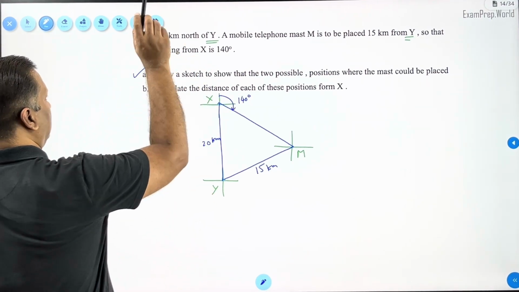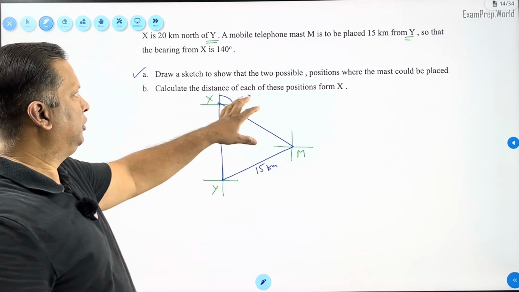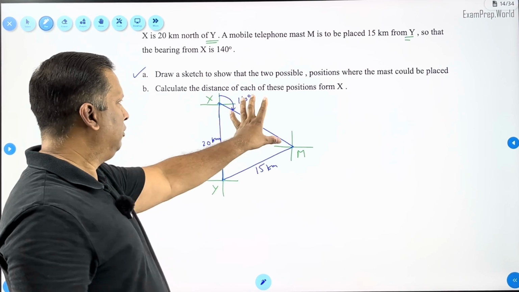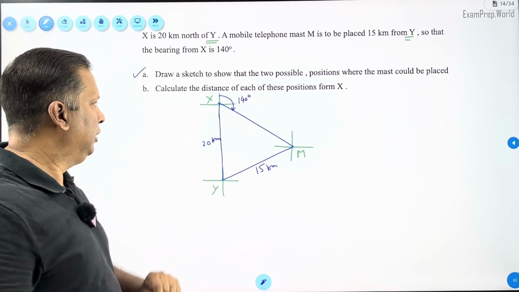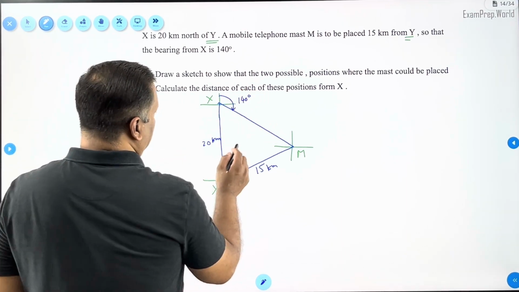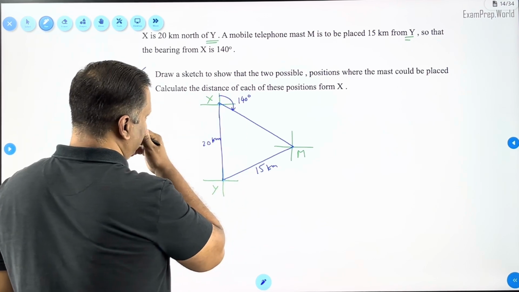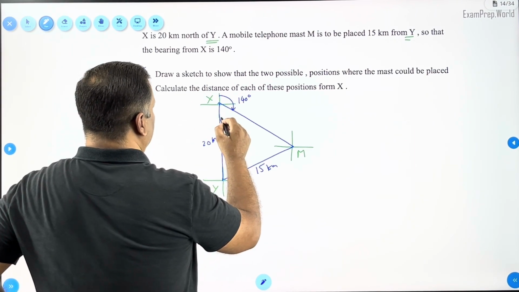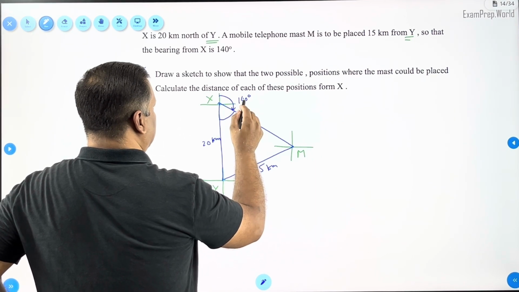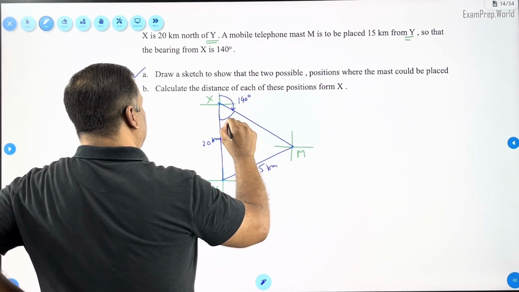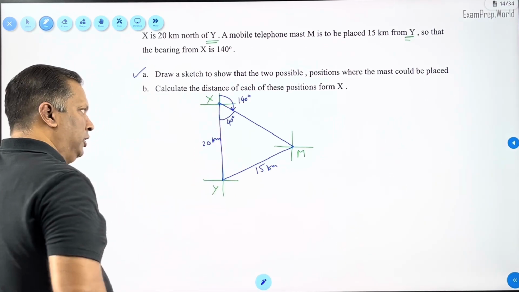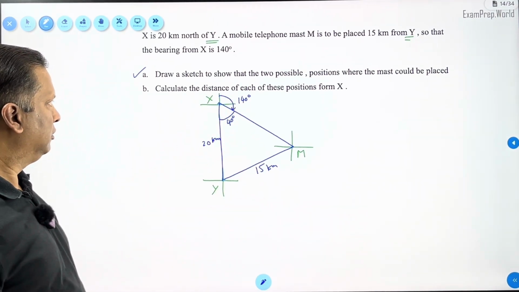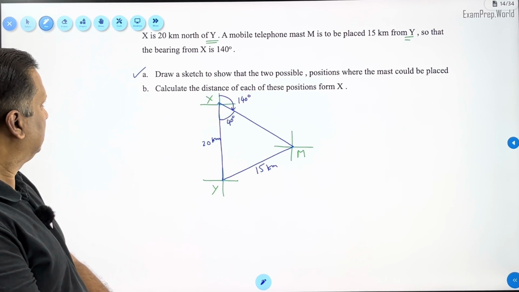So part 1 is done. Calculate the distance of each of these positions from X. This 20 is already given. We have to calculate this distance. Okay, how will you calculate? This angle is here, so we know this angle is 40 degrees, 180 minus 140. So we have two sides and one angle outside, right? Is there any other thing we have here?